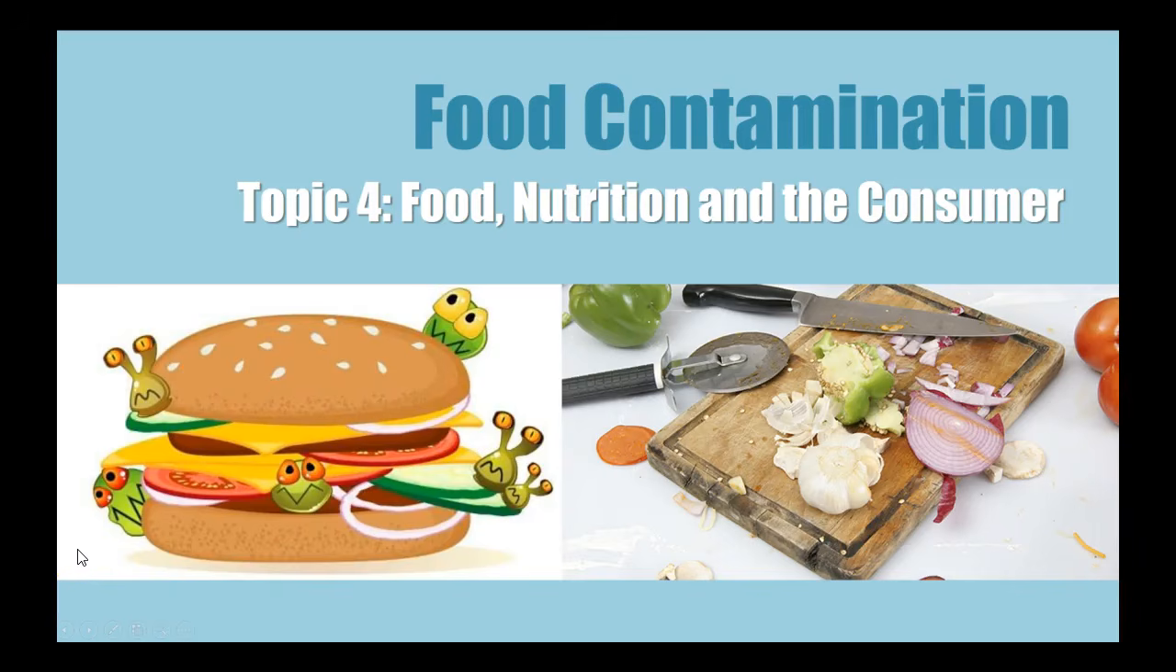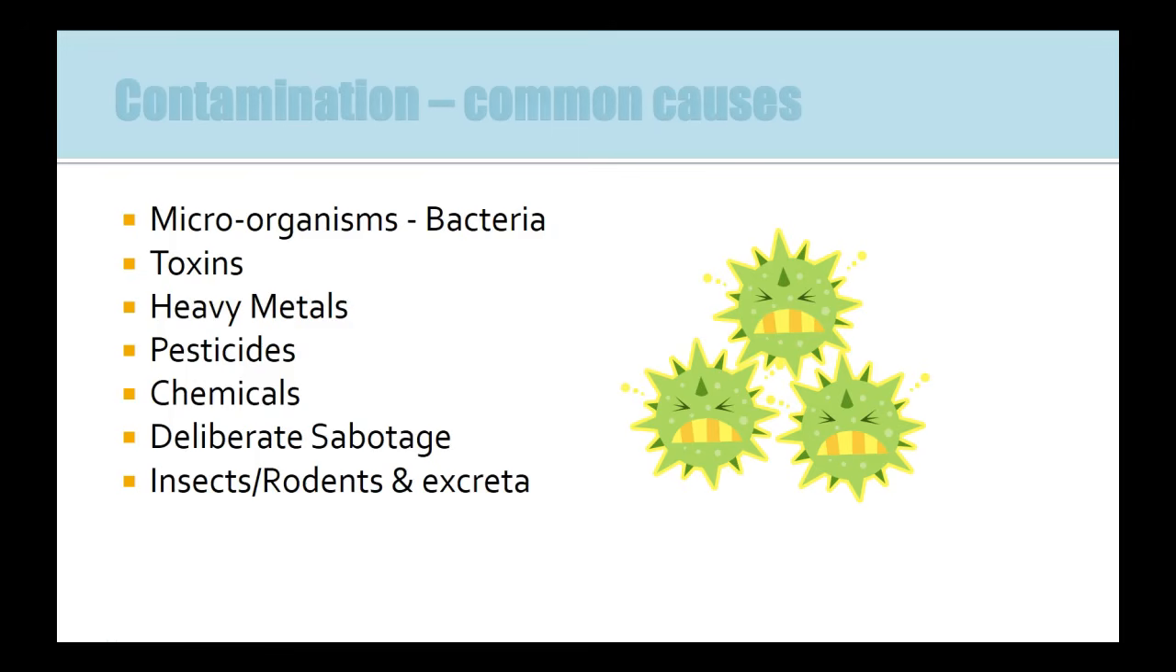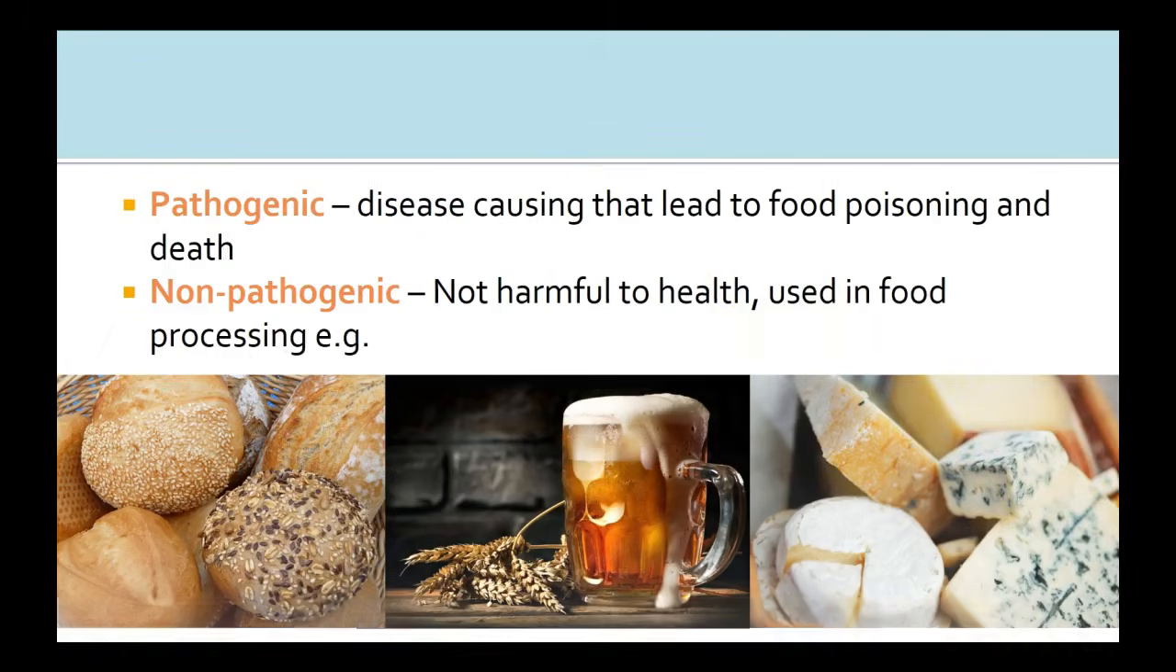Hi everyone. So today we're moving on with topic 4, and we're looking at food contamination and preserving food this week. So there are several ways that food can be contaminated. The first is bacteria. We can also contaminate food using toxins, heavy metals, pesticides, chemicals, or deliberate sabotage, or by insects, rodents, and excreta such as feces.